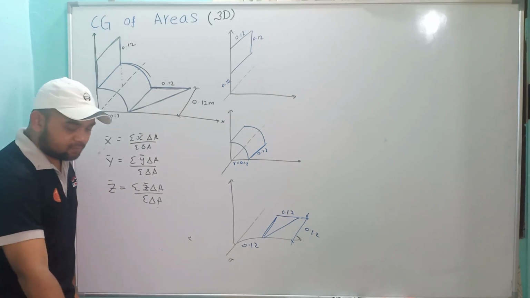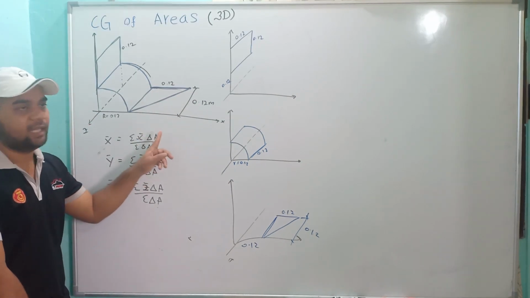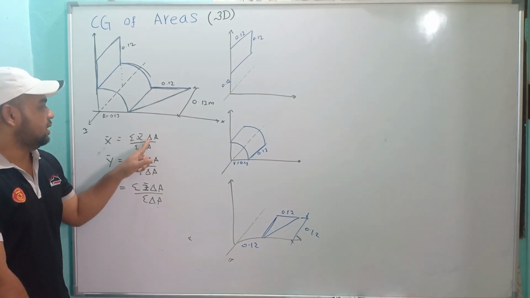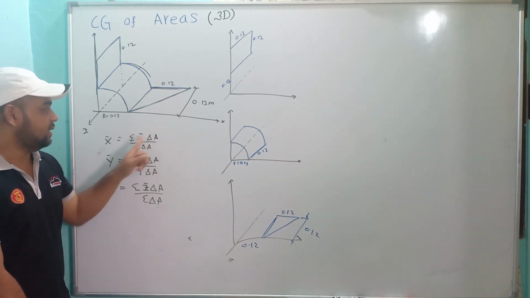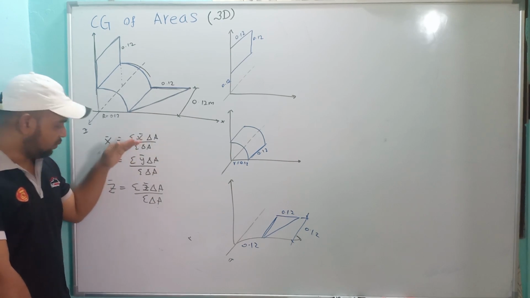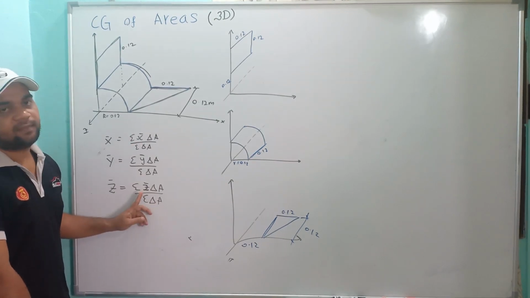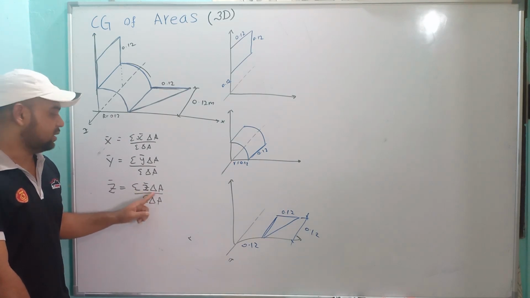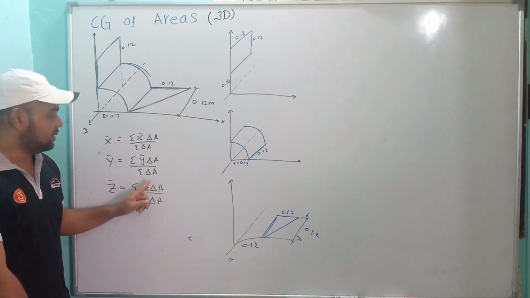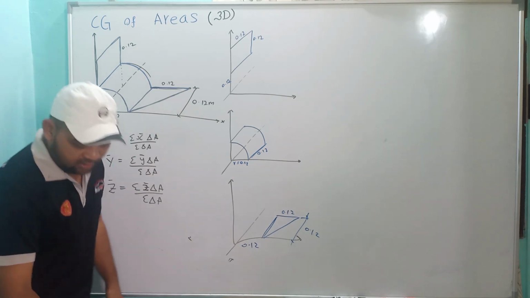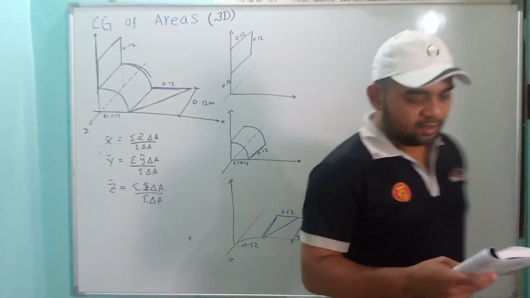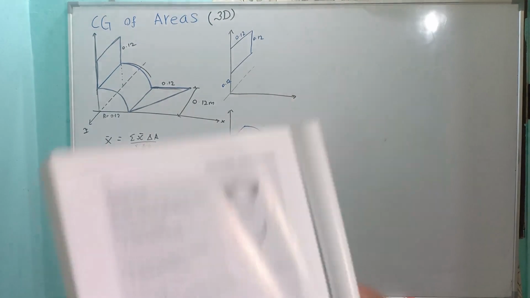For this one, the equation is still the same. We have x bar equal to sigma x bar small 1 delta A divided by sigma delta A. So we add the last one, which is z in z direction, z bar delta A divided by sigma delta A. This question is taken from this book, exercise 13.20.